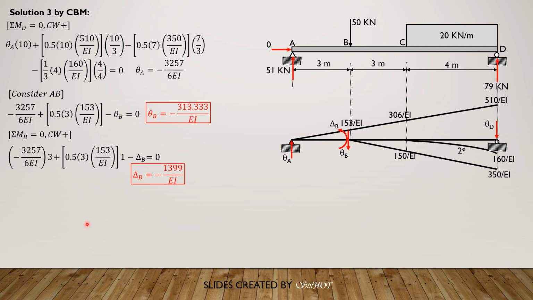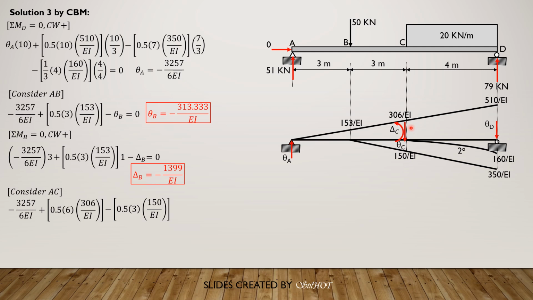Next, we remove theta B and delta B so that you won't be confused. Let's consider AC and apply the positive direction for theta C and positive moment or positive deflection at delta C. First, summation forces y equals 0. So theta A plus 1 half of 6 times 306 over EI minus 1 half of 3 or 0.5 of 3 times 150 over EI minus theta C equals 0. Solving for theta C is equal to 150.167 over EI.